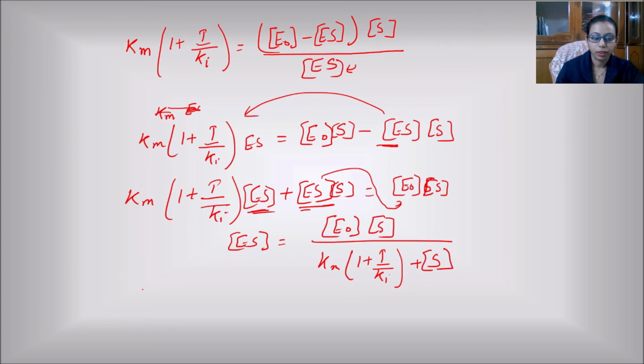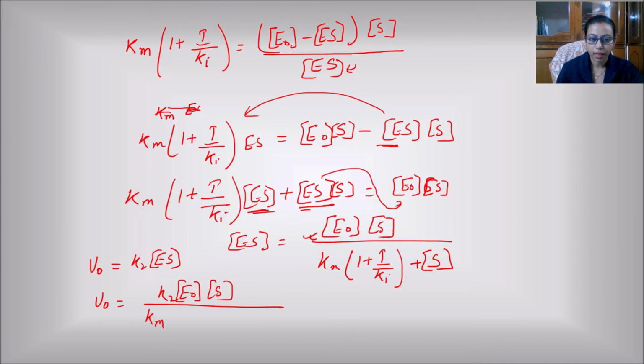Again, back to the Briggs-Haldane equation derivations. What we have seen there was that velocity was what? K2 into Es. So here we have the value of Es, and this value is this one. So again, replacing the value of Es here, what will we have? V naught equals K2 into E naught into substrate, by Km into (1 plus I by Ki) plus S.